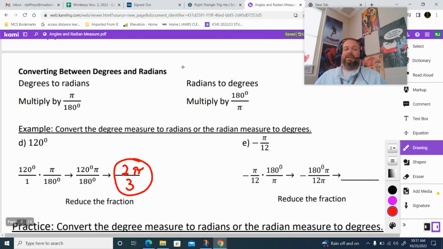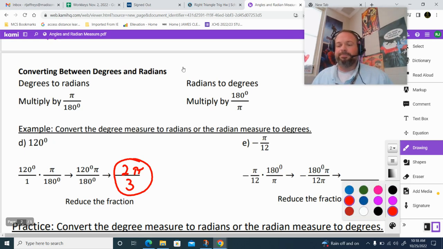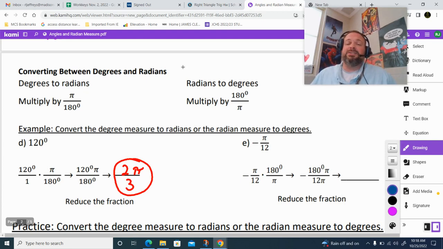Okay, that's going from degrees to radians. Don't try to understand what's a degree, what's a radian. Just understand the process. Now this part right here, if I'm going from radians to degrees, I'm going to multiply by 180 over pi. So in this example, we have negative pi over 12.